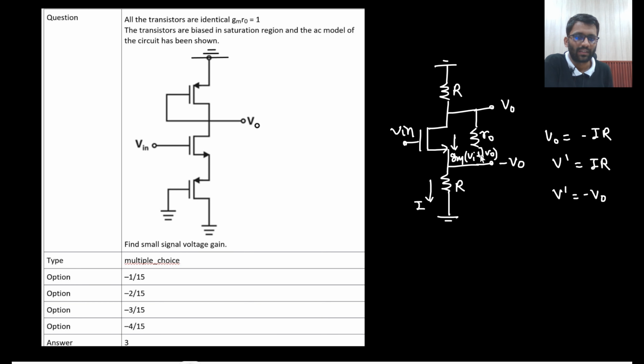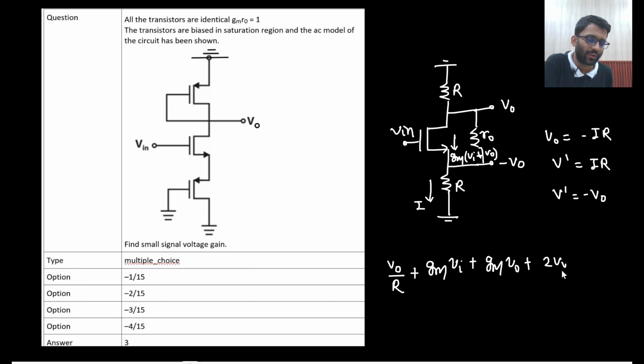This is R0 is there. So Gm V in plus V0. So basically now I can apply nodal on this V0 node. So V0 by R, that is outward current, plus Gm V in plus Gm V0 plus V0 minus V0, that means 2 V0 by R0 is equals to 0. Do you agree to this equation? V0 by R plus Gm V in plus Gm V0 plus 2 V0 by R0, right?